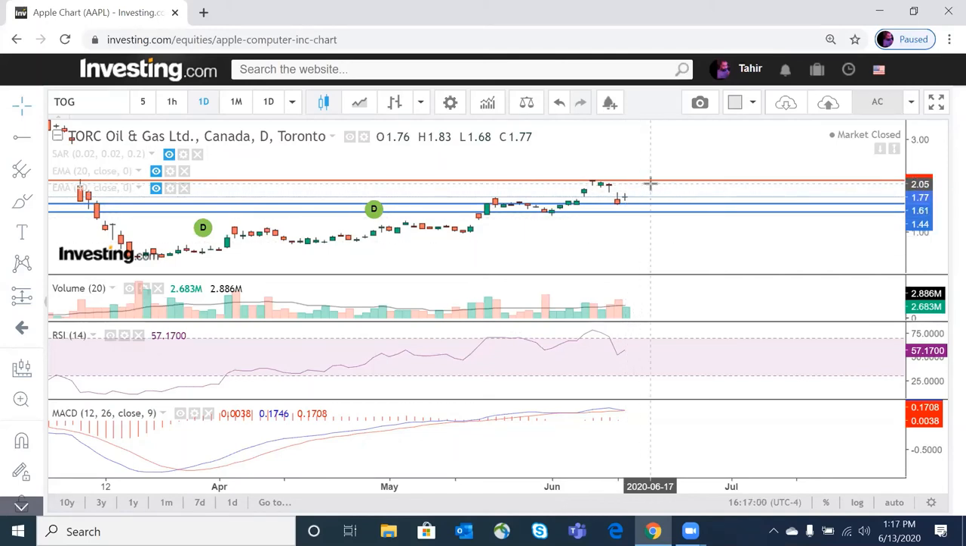So your target profit should be 2.05 for the very short-term perspective, and your stop loss can be any point between 1.71 and 1.61, or safely below 1.61. Always keep the stop loss below the support level. So volumes are just average, but from the RSI point of view, it is a good buy, you can buy.